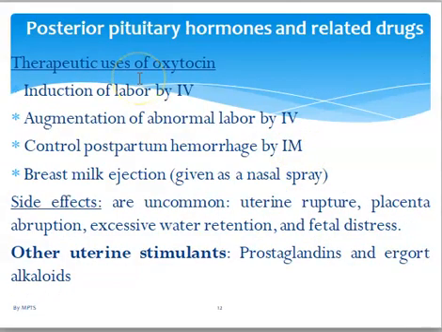What are the therapeutic uses of oxytocin? It's used in induction and augmentation of labor, and to control postpartum hemorrhage when given by IM. However, when given by nasal spray, it can be used for milk ejection. Side effects are uncommon, but examples include uterine rupture, placental abruption, excessive water retention, and fetal distress. That's why oxytocin is not used when the fetus is abnormally located within the womb. The others, which I will discuss later on, are the prostaglandins, misoprostol, and the ergot alkaloids, ergometrine and ergonovine.